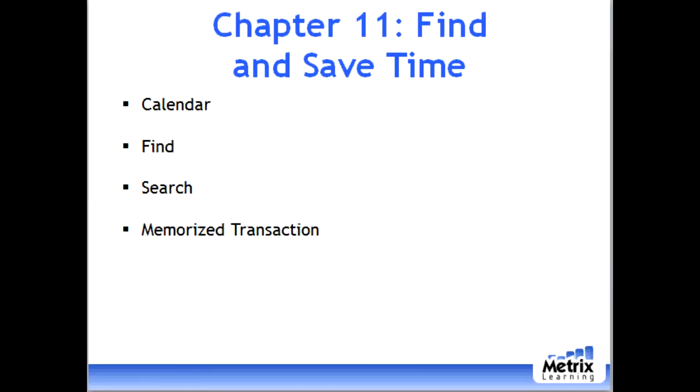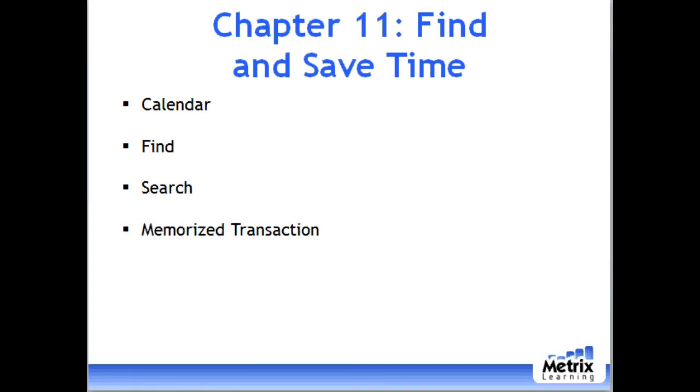Lastly, Chapter 11 gives us information on how to find and save time in QuickBooks. First, we learn about the QuickBooks Calendar. The calendar allows you to keep track of when bills and invoices are due, and to set reminders of important tasks with QuickBooks. It is accessible from the QuickBooks Calendar icon on the home page.